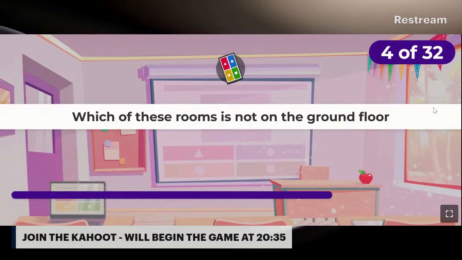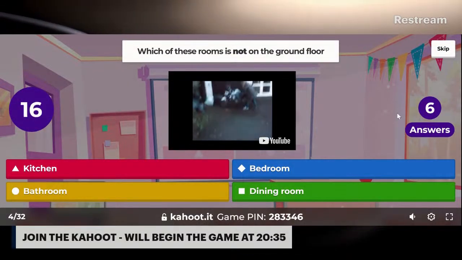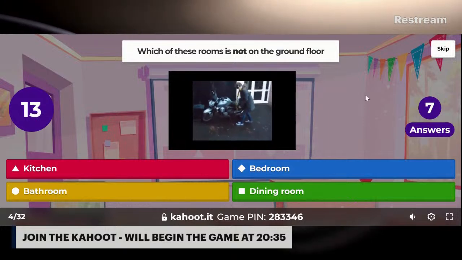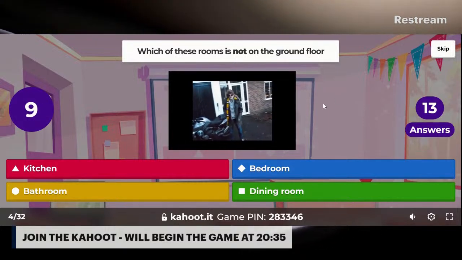Which of these rooms is not on the ground floor? Is it kitchen, bedroom, bathroom, or dining room? I'm not too sure what the video is about.